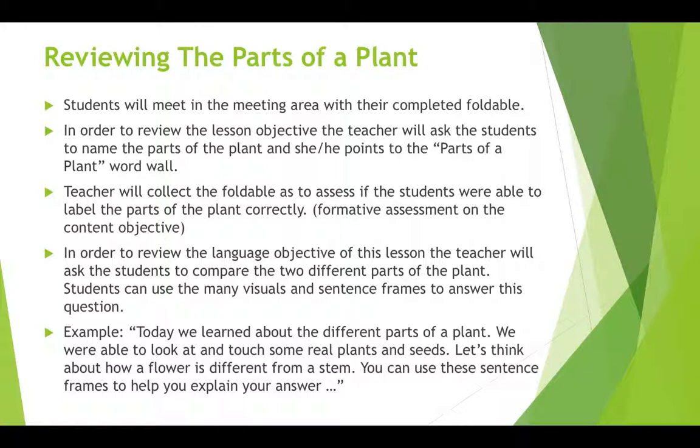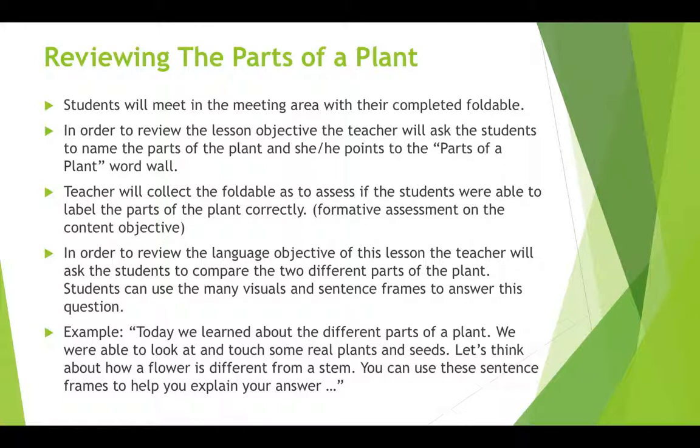So in our review, what we'd like to do is have the students come back to the meeting area with their completed foldable. In order to review the lesson objective, the teacher will ask the students to name the parts of the plant as he or she points to the word wall. The terms will be up, so there will be no trick to this, other than the students have to identify the word and correctly label with their peers what that part is. The teachers will then collect the foldable to assess if the students were able to label the parts correctly.